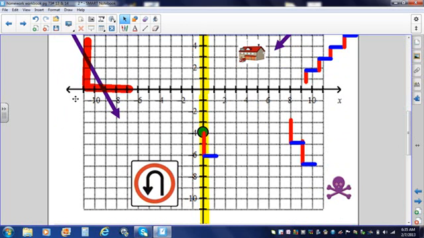Coffee's starting to kick in. Yeah, buddy. I'm going to make a U-turn. And instead of going down 2 and right 1, I'm going to go left 1, up 2, left 1, up 2. There is my first line.